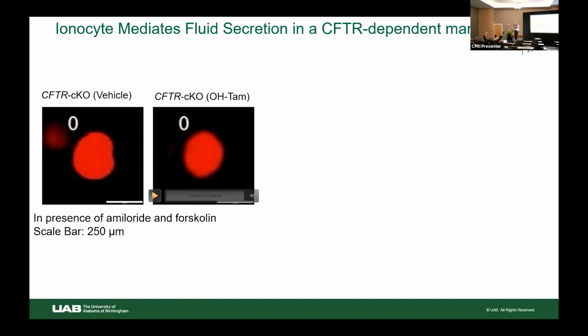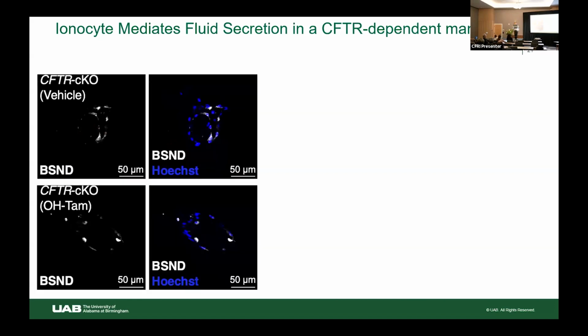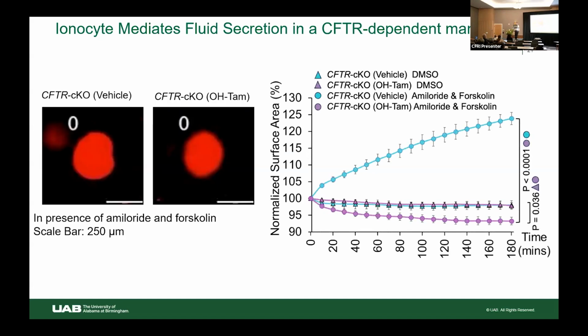However, when we move to the ionocyte-specific CFTR deletion, we can see the organoid swelling fail in the CFTR knockout group. And then further, we check the ionocyte presence in those organoids. We found the ionocyte presence in our organoids. Then next, we move to the quantification.